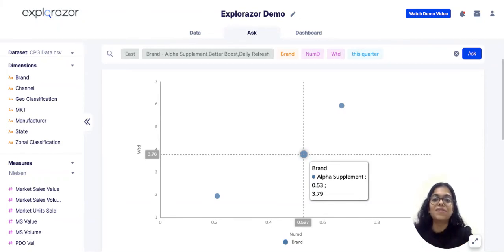So I hope this gives you an idea of how Explorazor helps a business user who deals with different data sources. They can tackle their questions using Explorazor, and this makes their lives easier so that they can ask all kinds of ad hoc questions and do the analysis themselves rather than relying on other people. I hope this gives you an idea of how Explorazor delivers value to business users such as yourself.